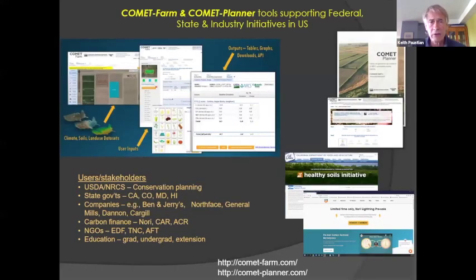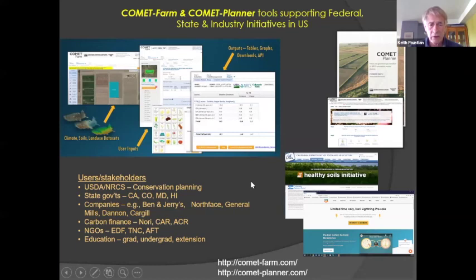And I want to then just mention briefly the work that we're doing in my group to develop a couple of decision support systems, the main one being COMET-Farm, which is really a platform that embodies all the things that I was showing earlier, to try to put models and data and information in the hands of producers and folks that work with producers. And I think there's a lot of capabilities now to use this kind of system at the entity scale. And we're working with state governments and USDA and companies and folks interested in carbon finance.